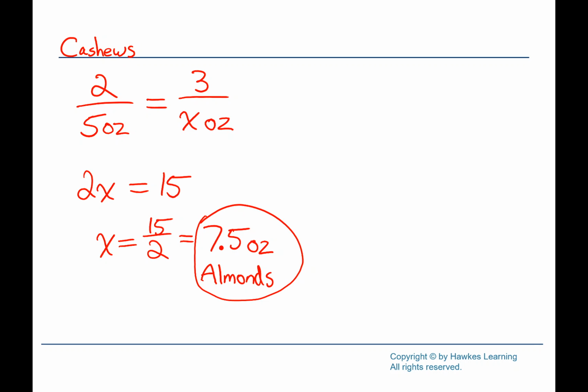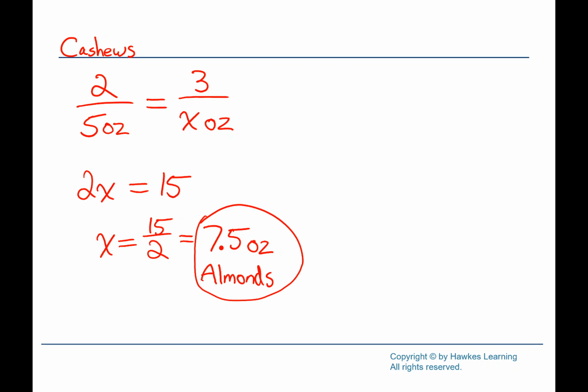I just set it up using the part of my ratio for cashews and then the ratio for almonds. I knew how many ounces of cashews and I wanted to know how many ounces of almonds. Set up the little equation. Are there other ways you could set it up? Yes, absolutely. We've got a bunch of different ways we could set this one up. But that's the way I set that one up.